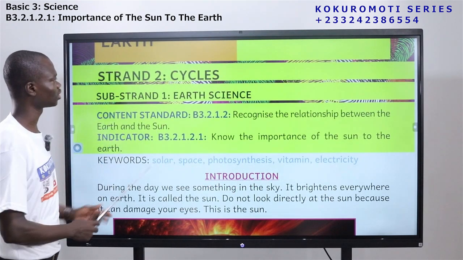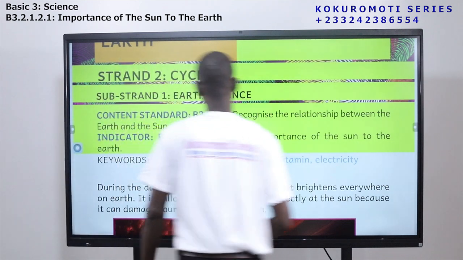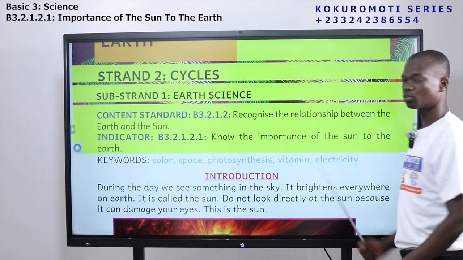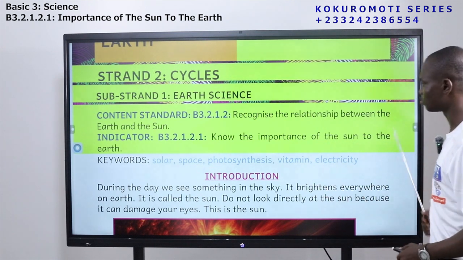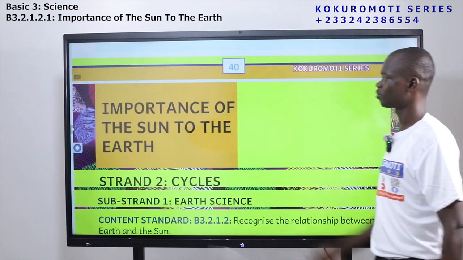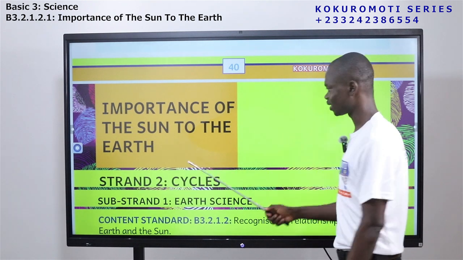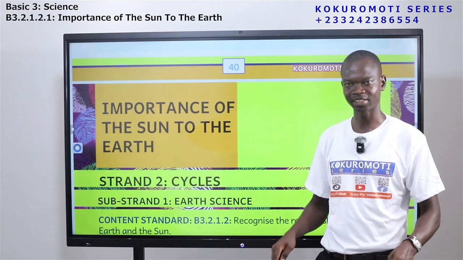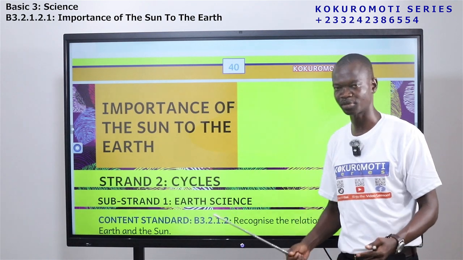We are looking at strand 2, cycles. And then the indicator: know the importance of the sun to the earth. So the indicator is that we have to know the importance of what? The sun to the earth. These are keywords, but let's look at the main heading. Importance of the sun to the earth. Today's lesson is about the importance of what? The sun to the earth. So interesting, and something that we all have experienced, so we can share our experience today.